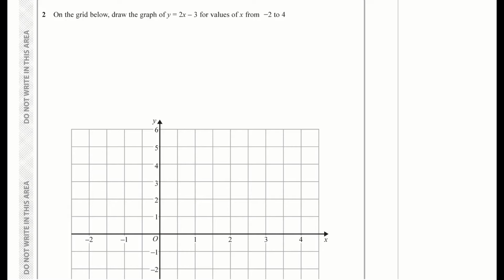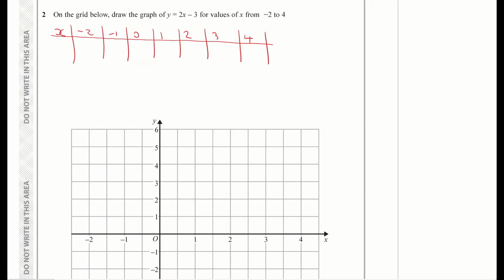Question 2, on the grid below, draw the graph of y is equal to 2x minus 3 for the values x from minus 2 to positive 4. So what I'm going to do here is first of all draw out a little table to help me out. I'm going to have my x values in my table, and my x values are going to be negative 2 up to 4. So negative 2, negative 1, 0, 1, 2, 3, and positive 4.